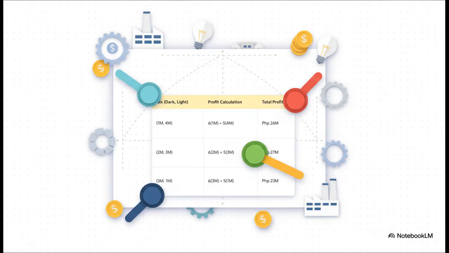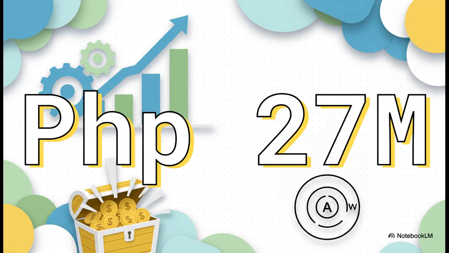Now it's just a matter of testing those key corners. We can pretty much ignore the ones on the axes, since they don't use all our resources. So let's just plug the coordinates of the other vertices into our profit formula, z equals 6x plus 5y, and see what we get. Okay, so a mix of 1 million dark and 4 million light gives us 26 million, not bad. 3 million dark and 1 million light gives 23 million. But look at that middle one. A production mix of 2 million dark and 3 million light gives us a total profit of 27 million pesos. That is the highest value out of all the corners. We found it. That's our maximum possible profit.